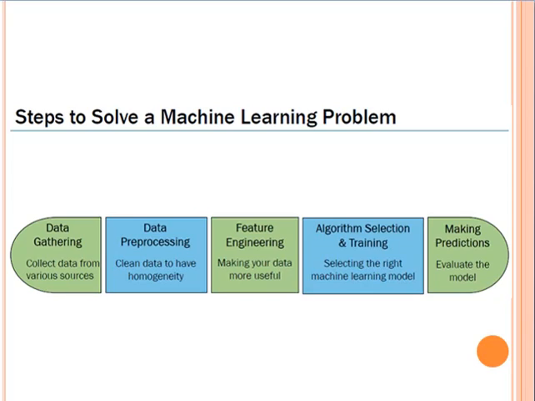So we have seen here different steps that are involved in a machine learning problem, or you can say this is a pipeline which involves these major steps, which is used in most of the machine learning applications to solve different problems. So it involves data gathering, data pre-processing, feature engineering, algorithm selection and training, and then we can make decisions or predictions on the basis of this.